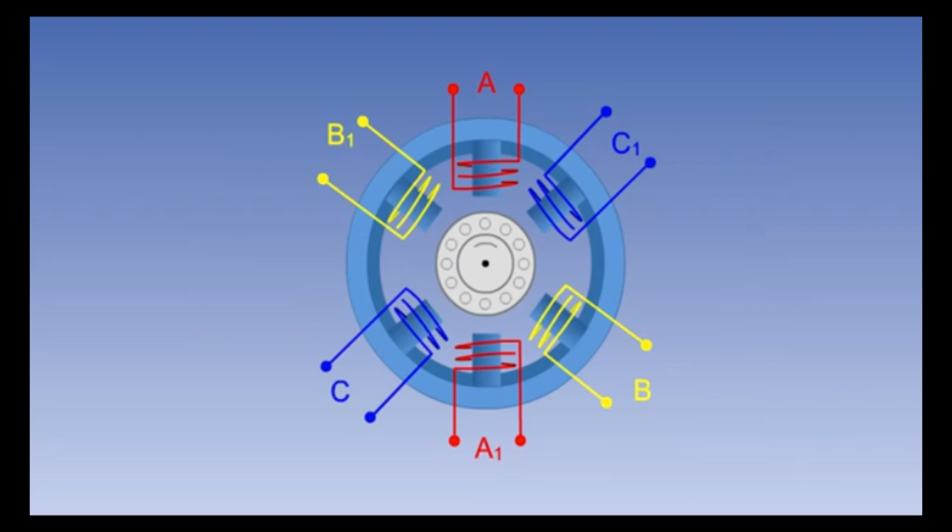The induction motor gets its name from the fact that an alternating current is induced in the rotor by the rotating magnetic field in the stator. It is the most commonly used AC motor because of its simplicity, its robustness, and because it is relatively cheap to produce.